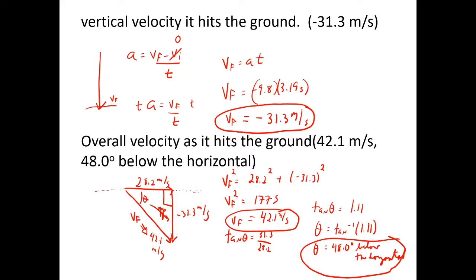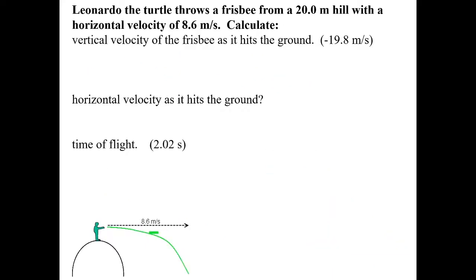And let's try another one here. So Leonardo the turtle throws a frisbee from a 20-meter hill with a horizontal velocity of 8.6. So the hill is 20 meters. I found this picture online somewhere, and somebody said it looked like Leonardo the Mutant Ninja Turtle, so that's who we made it. I think it was originally me, but they said it looked more like a turtle, so it doesn't matter.